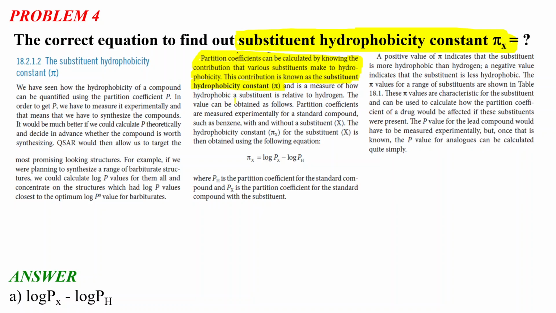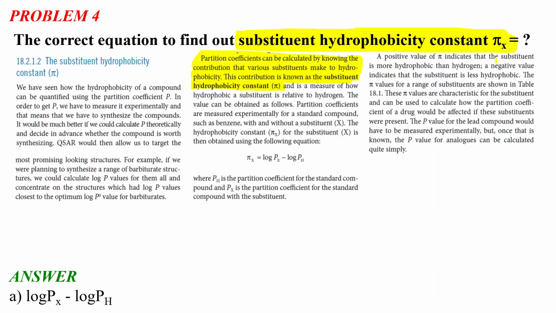This is a measure of how hydrophobic a substituent is relative to hydrogen. The values can be obtained as follows: the partition coefficient is measured experimentally for a standard compound such as benzene, with or without substituent X, and the hydrophobicity constant pi x of the substituent is obtained by using this equation: pi x equals log Px minus log PH, where PH is the partition coefficient for the standard molecule and Px is the partition coefficient of the standard compound with the substituent.